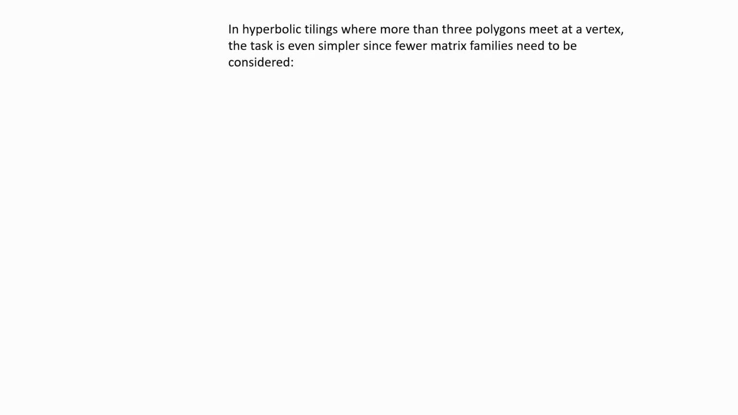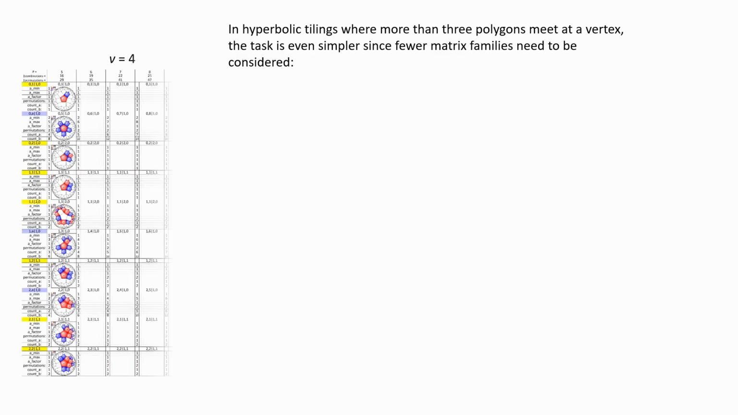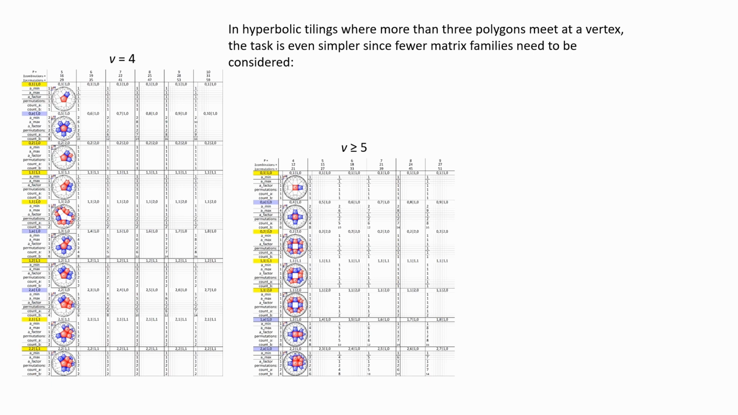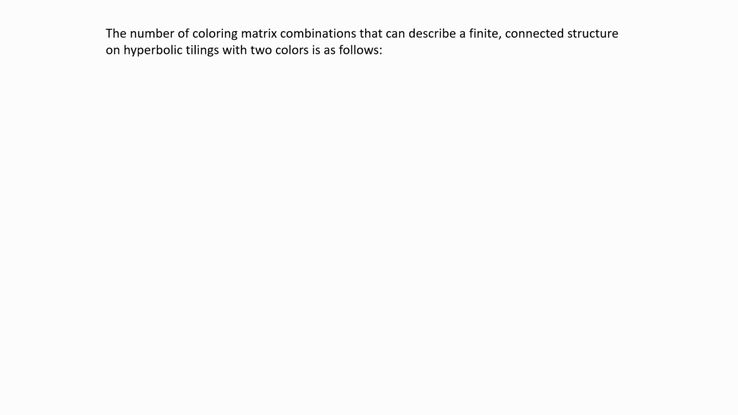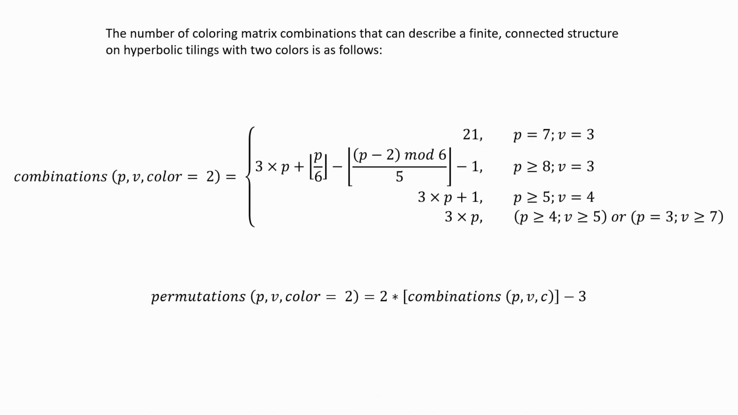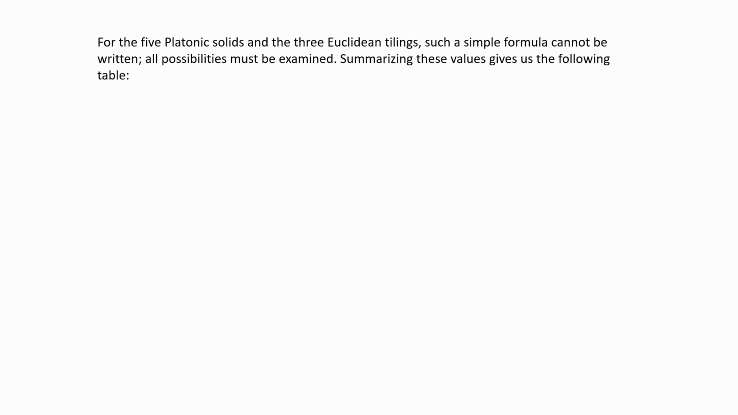For hyperbolic tilings where more than three polygons meet at a vertex, the formula is even simpler since fewer matrix families need to be considered. The formula for coloring matrix combinations is as follows. For the 5 platonic solids and the 3 Euclidean tilings, such a simple formula cannot be written. All possibilities must be examined. Summarizing these values gives us the following table.